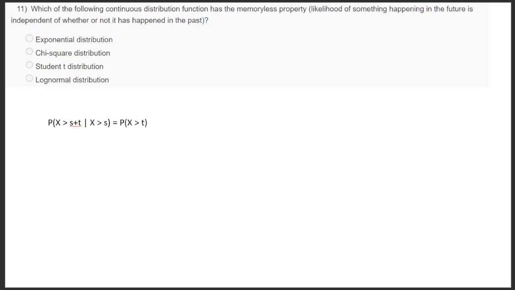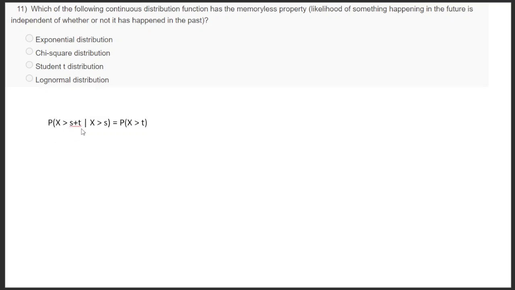So, okay, let's go to the 11th question. It's the final question. Which of the following continuous distribution functions has a memoryless property? The likelihood of something happening in the future is independent. So when you see all the other distributions, they have memory, like they take all the data range. But the exponential distribution follows this.